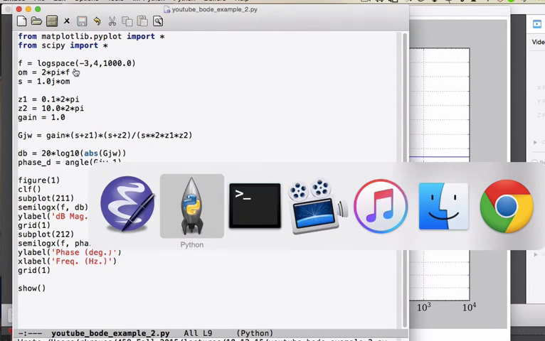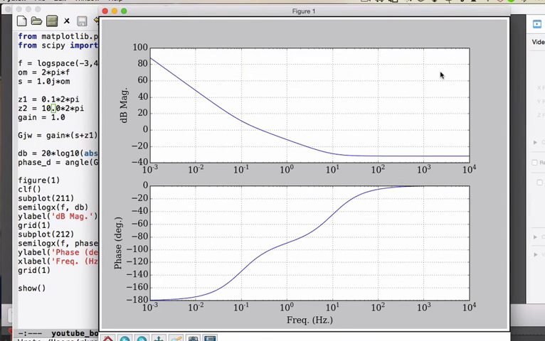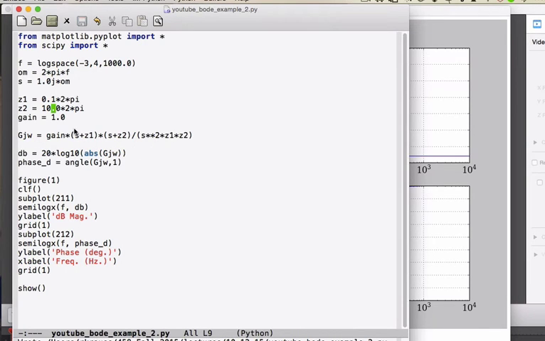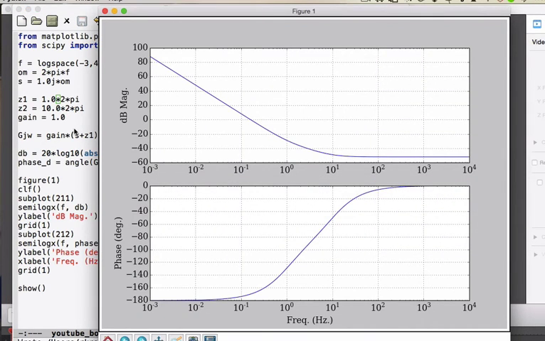But if Z1 and Z2 were not as far apart, then it would start to be less obvious. If I look at this phase, I still see 2 little inflections, and I still sort of see 3 regions of 3 different slopes on my dB mag. But as they come closer and closer together, that becomes less and less obvious.